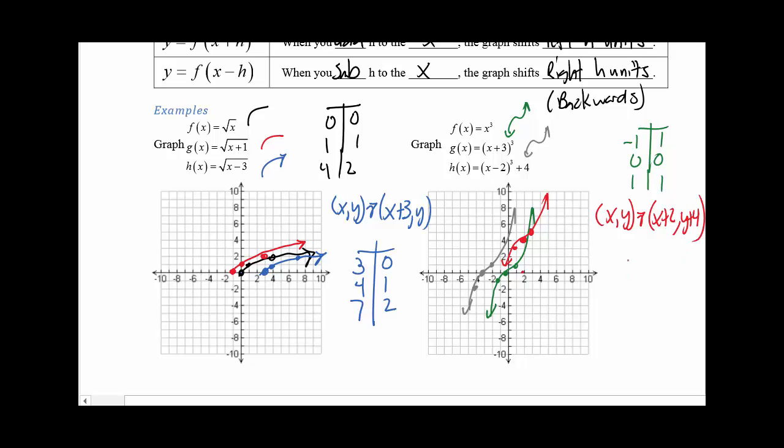And so when I look at the ordered pairs, if I go back over here, -1 plus 2 gives me 1, 0 plus 2 gives me 2, and 1 plus 2 gives me 3. And then I'll do the same thing to the y's. 1 plus 4, I get a 5 out of that. 0 plus 4, I get 4. And 1 plus 4, I get 5.